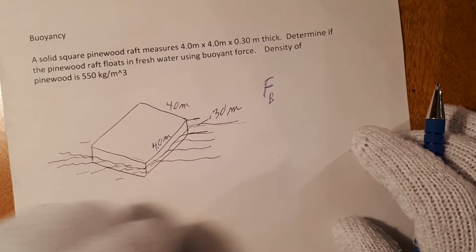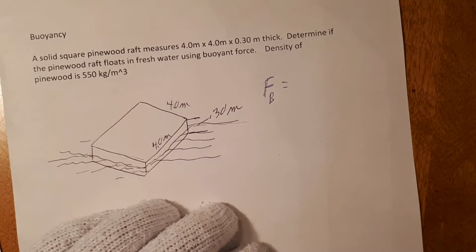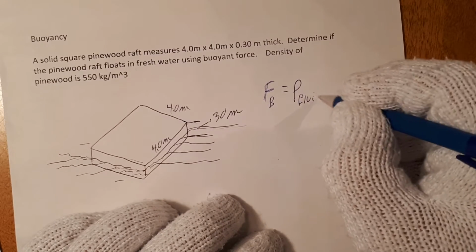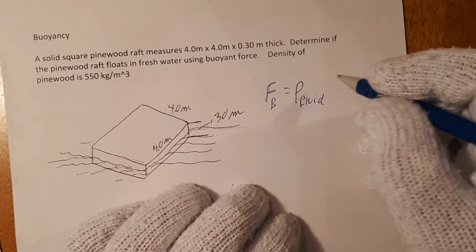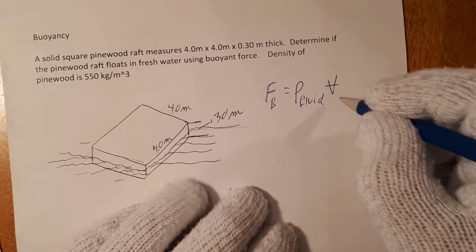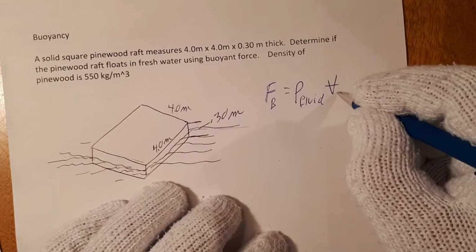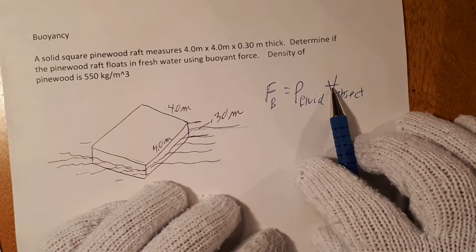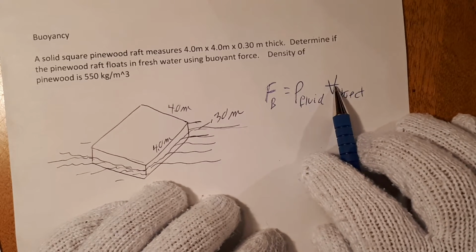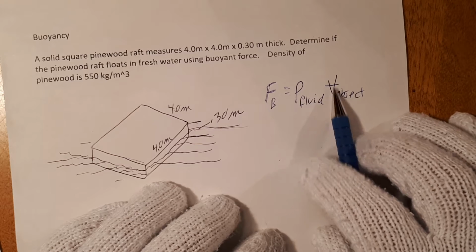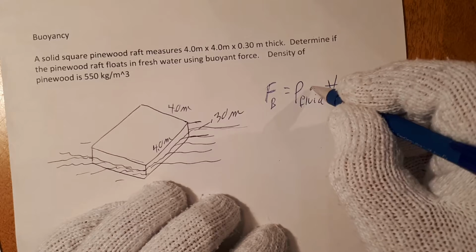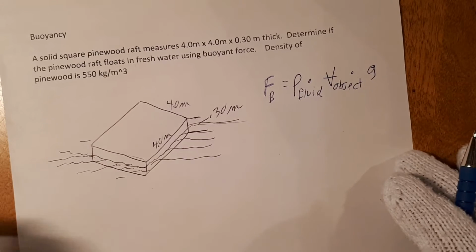So the buoyant force is equal to the density of the fluid times the volume of the raft itself, the object that's floating. And when I do volume, I put a V with a bar across it so it doesn't get confused with velocity. This represents volume, times g, the acceleration due to gravity. All these are multiplied together.